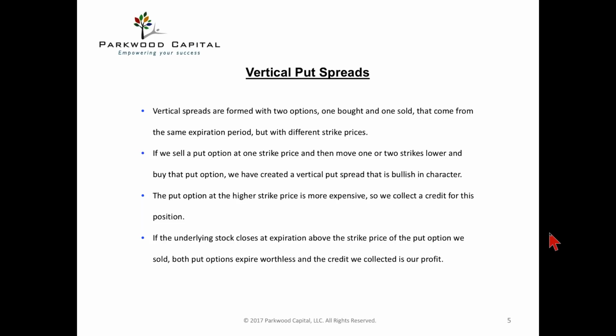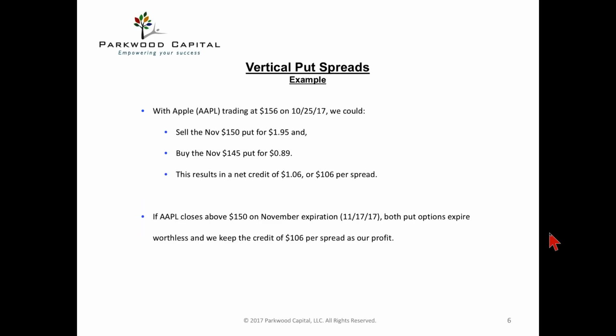If we sell a put option at one strike price and then move down a strike and buy that put option, we've created a vertical put spread that's bullish. In other words, that spread will achieve its maximum profit if the underlying stock closes at expiration at a stock price that's above that strike price that we sold.